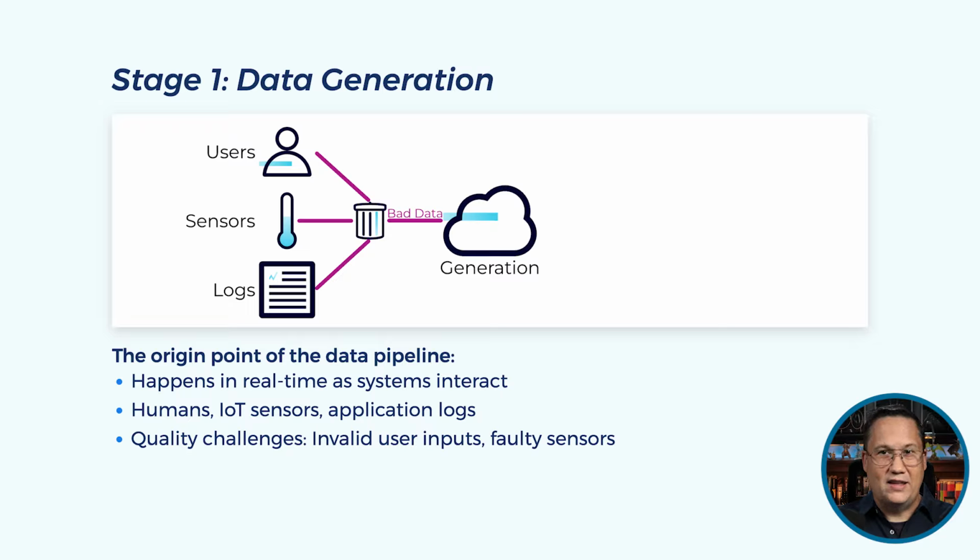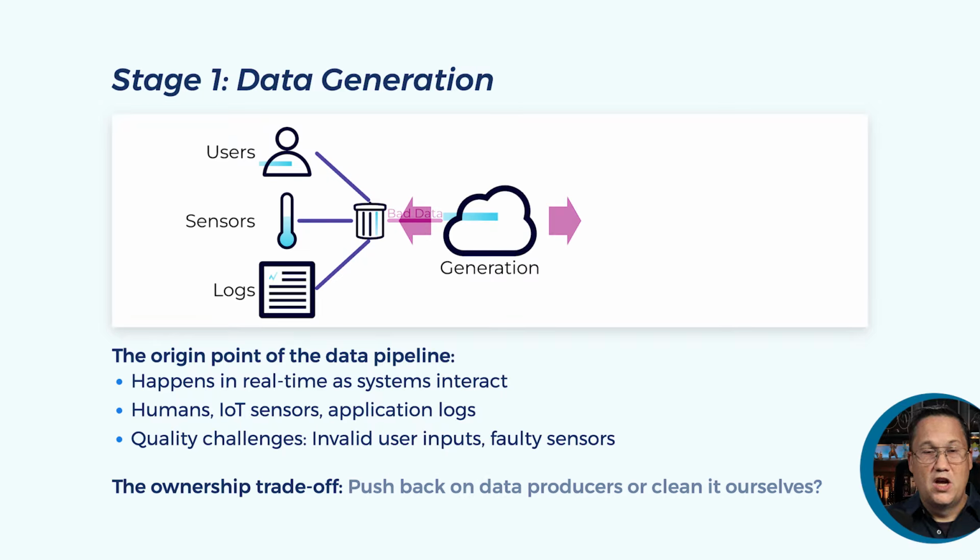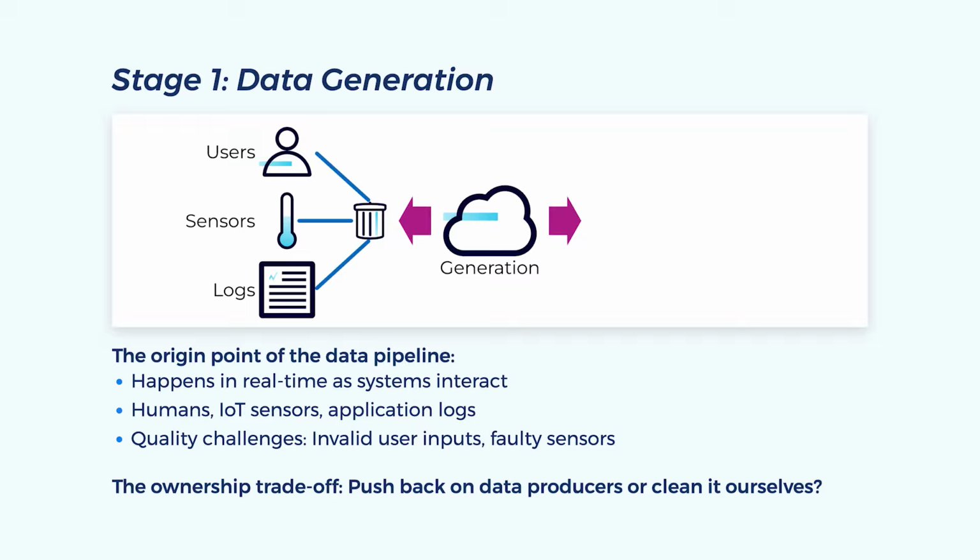Users can enter invalid data, sensors can malfunction, and system logs can be incomplete. As engineers comb through this data, they're faced with a critical decision. Do they push back on the teams generating the data to make it cleaner at the source, or spend resources cleaning and validating it downstream? We should always try to improve the data as close to the source as possible to allow downstream users to take advantage of the improvements.